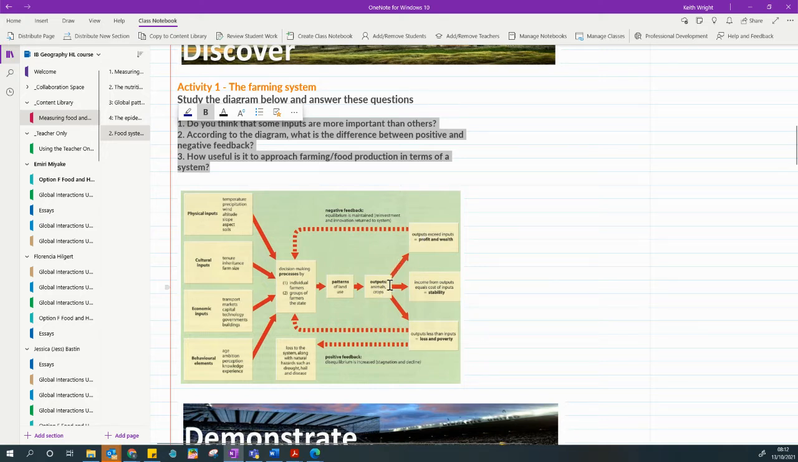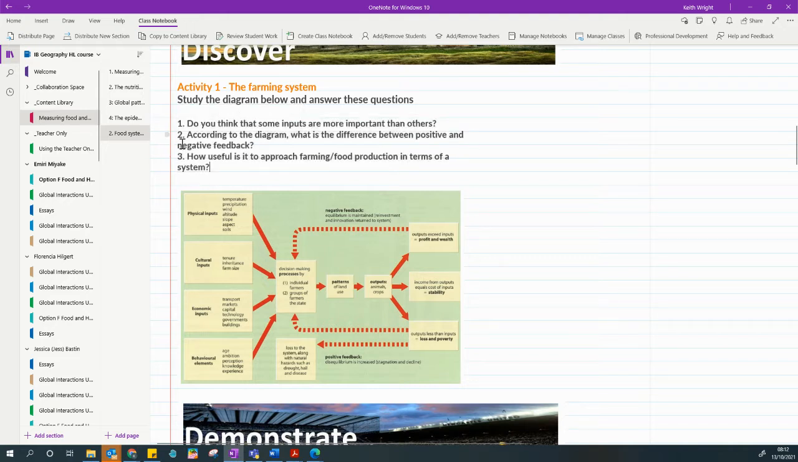And the idea is that with the commercial farm, the farmer is intending to make money. So you've got three different scenarios here, depending on how profitable the farm is. And then we have some negative feedback and we have positive feedback.